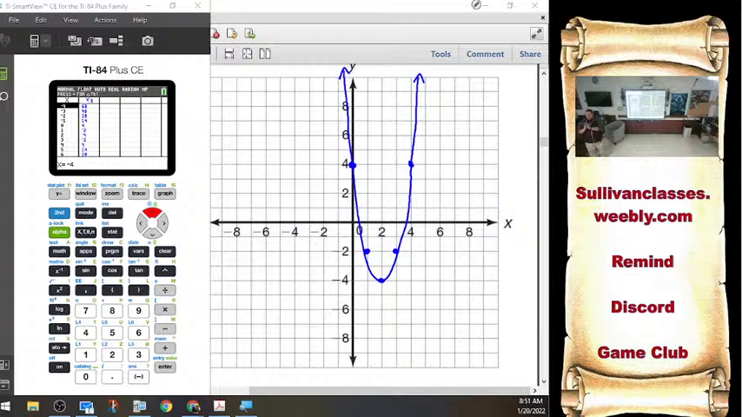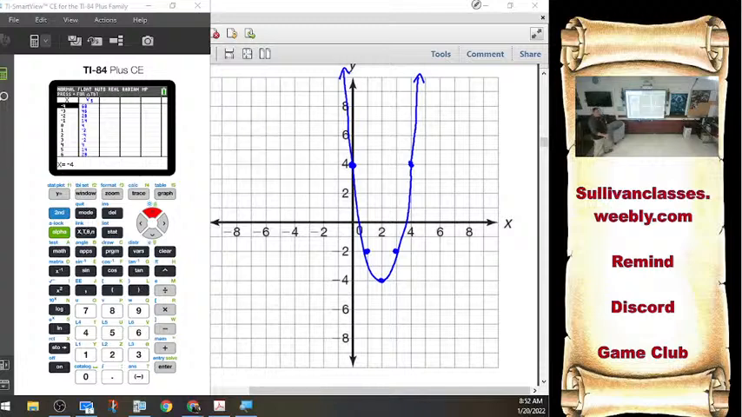You notice how we went over at 0, 4 and 4, 4? They were both at the same height. We had 1, -2 and 3, -2 at the same height. That means right in between them has to be my axis of symmetry. And the axis of symmetry always goes through the vertex. So since they were equidistant apart, I know that the line x equals 2 is my axis of symmetry.